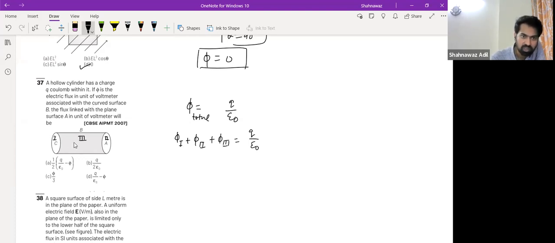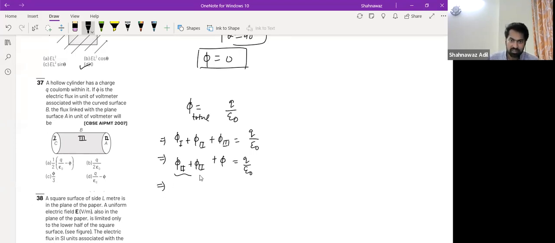So you see that phi is the flux in unit of volt-meter associated with the curved surface B, so this phi 3 is how much? Phi. This is given, right? And we have to find this phi A, which is this 2. This is the same area as this one, so phi 2 would be equal to phi 1, right? Yes, sir. So this is phi 2 plus phi 2 plus phi equals Q by epsilon naught. Is that correct, guys? Yes, sir.